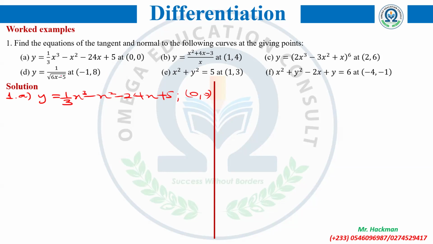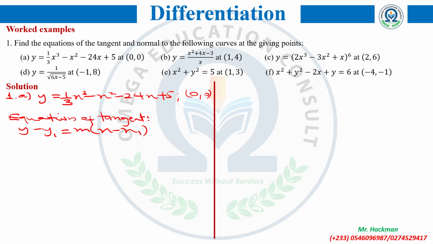So I'm going to write, first of all, I want to determine the equation of the tangent. So I'll write equation of tangent. We know will be given by y minus y sub 1 is equal to m into x minus x sub 1. Is that clear, my professors?